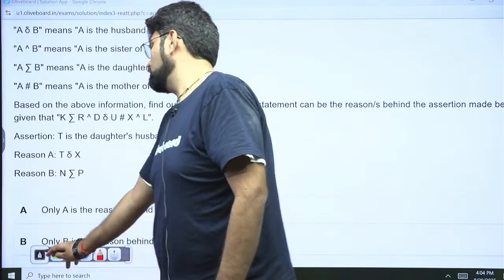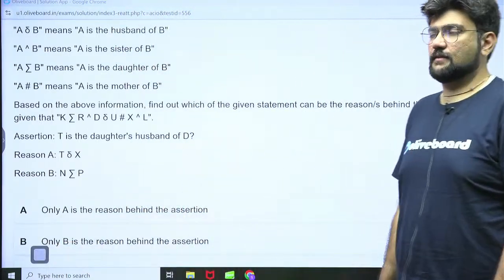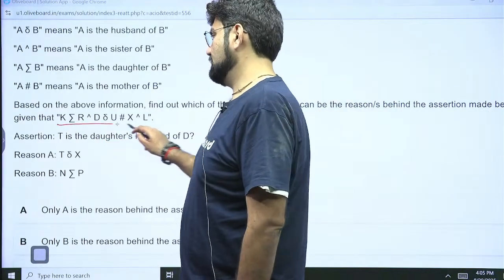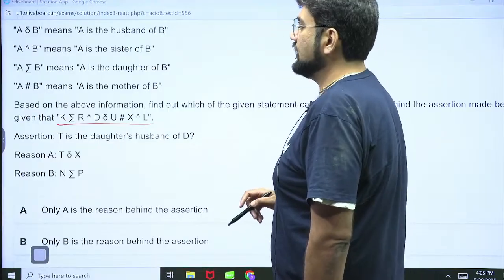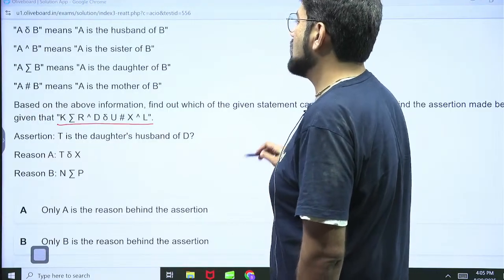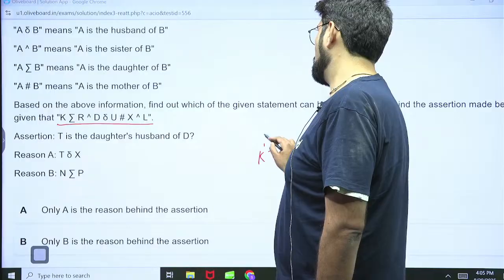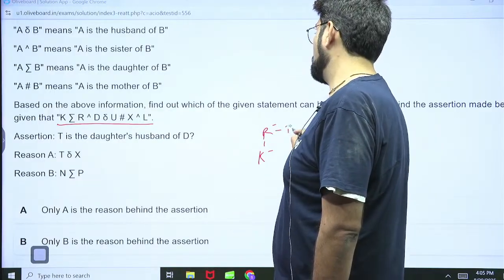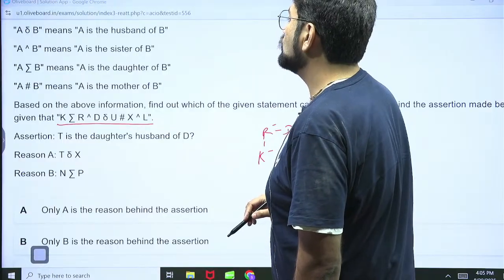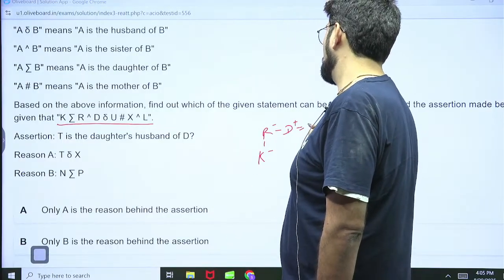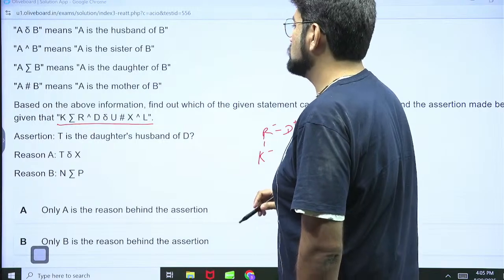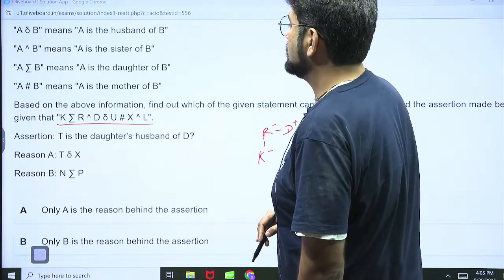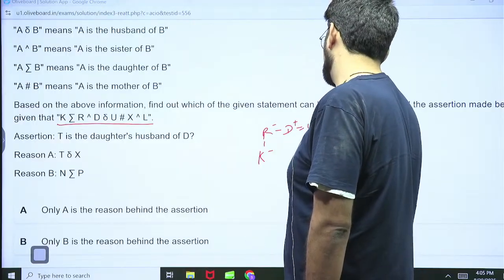This is a common type of blood relation based questions in IB ACIO. We have done this in our practice sessions also. How to approach this? First you'll have to decode this tree. K sigma R, K is the daughter of R. R exponent D, R is the sister of D. D delta U, D is the husband of U. U hash X, U is the mother of X. And X exponent L, X is the sister of L.